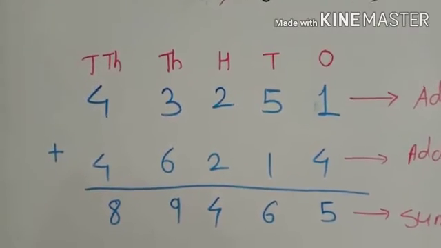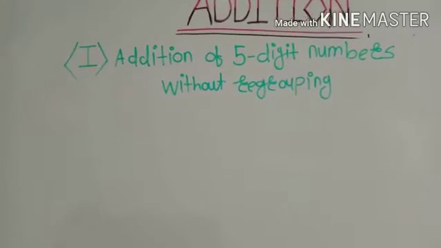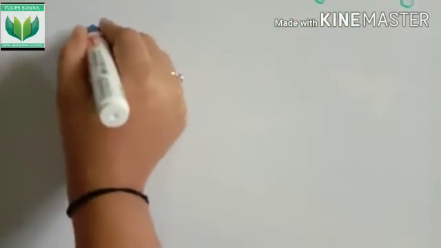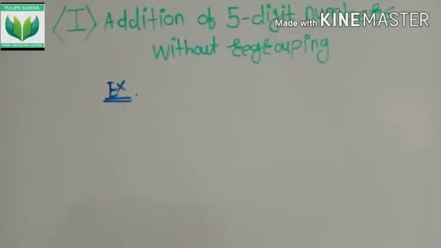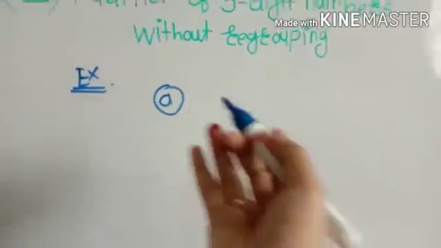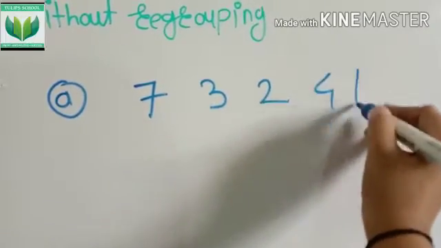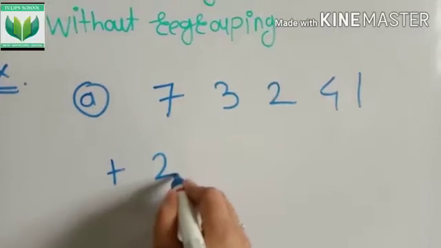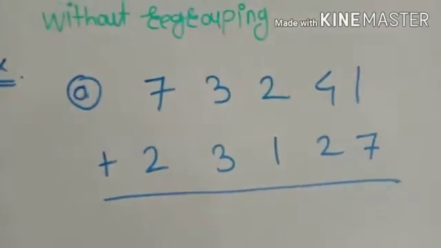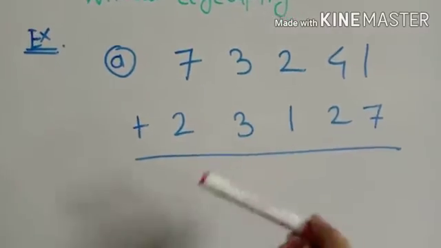Okay, now let's see. The first point in addition is without regrouping. Addition of 5-digit numbers without regrouping. Now let's see the first example. We can take the number 73,241 plus 23,127. Now let's do addition here. They both are called the addends and we have to take the sum of these both.